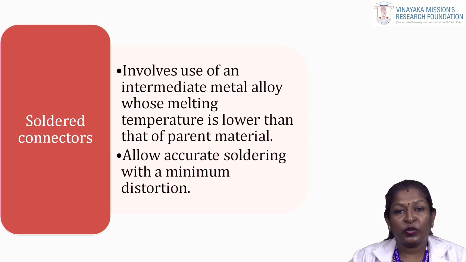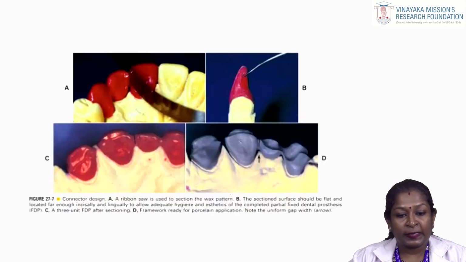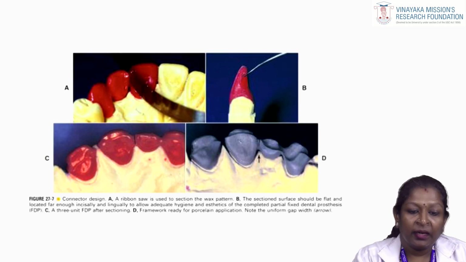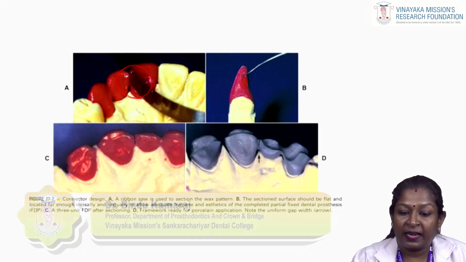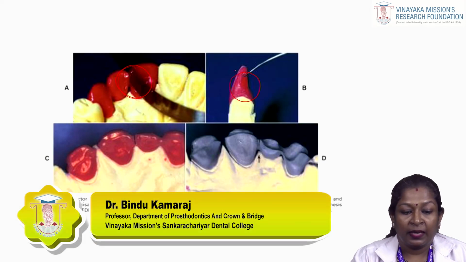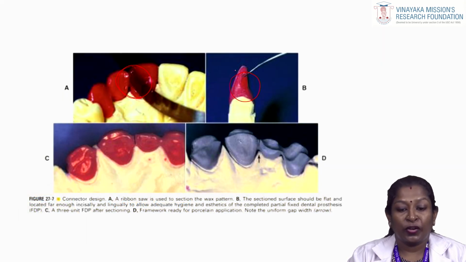Soldered connectors are usually used in case of long span bridges, where you might expect some amount of distortion between the units. During the wax pattern stage itself, if you notice this picture A, we create a gap with the help of a ribbon saw, and then casting is done. When this sectioning is done, we make sure that the surface is flat proximally, and this gap should be around 0.25 millimeter, so that there is enough space for the solder material to be placed.